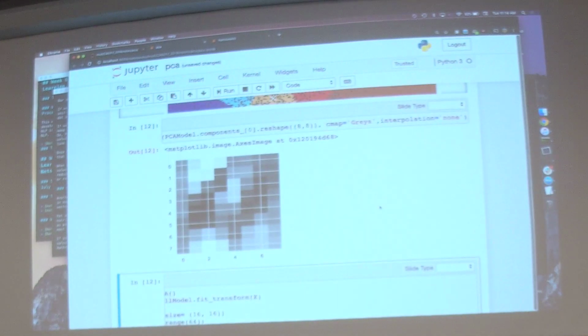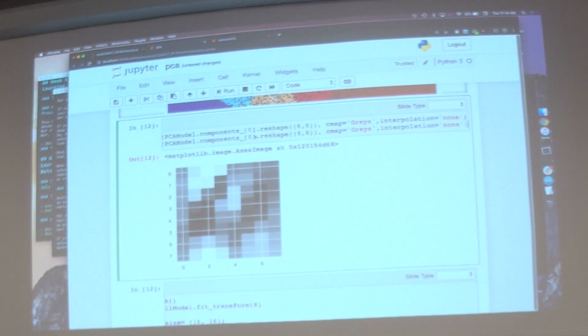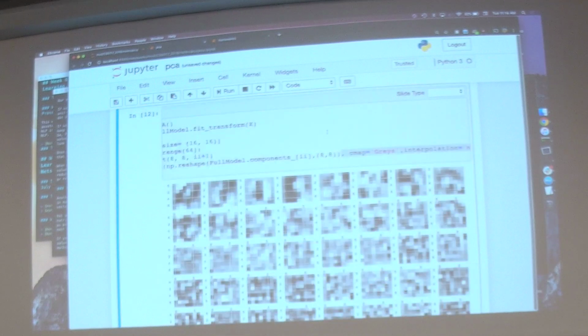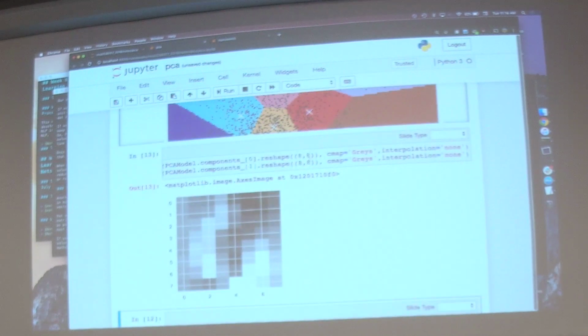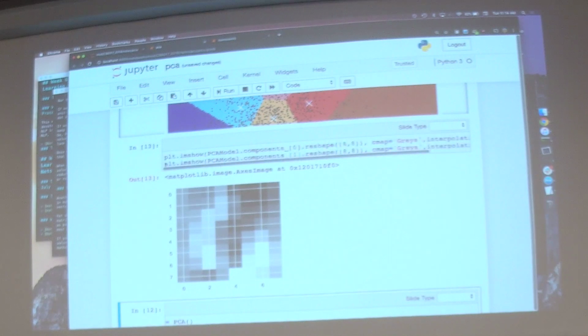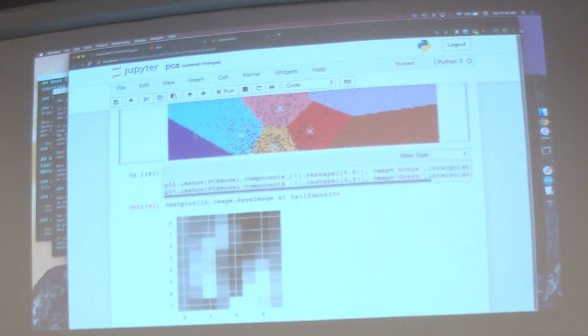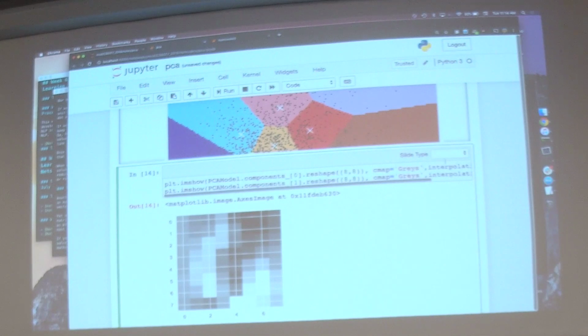So this is the axis that I picked for the first one. And let's look at the second one. I'm going to split these into 2 cells.